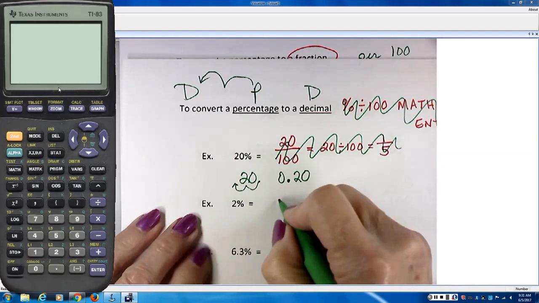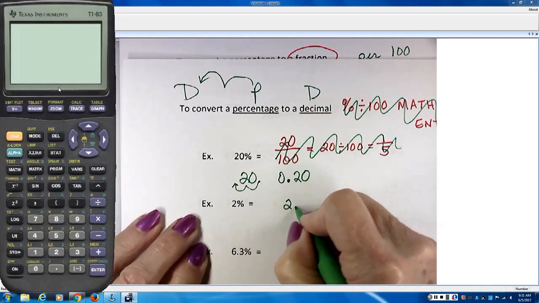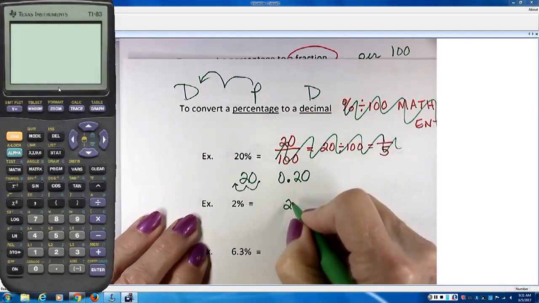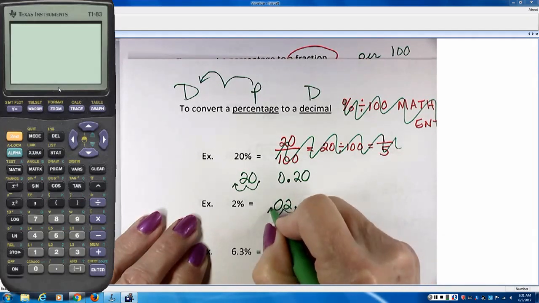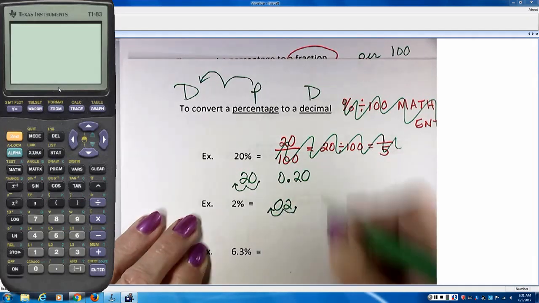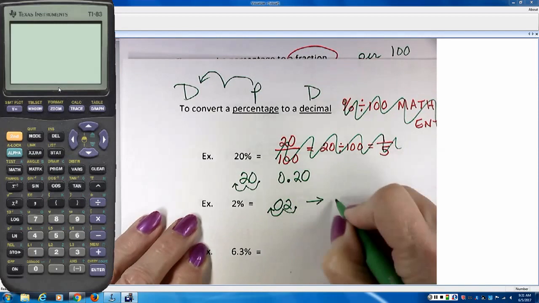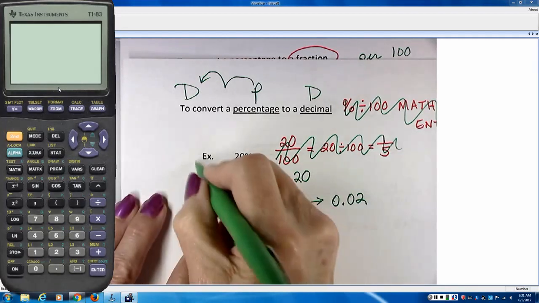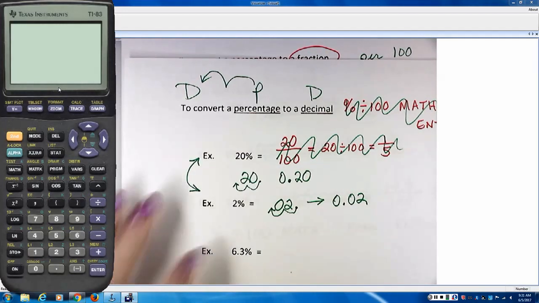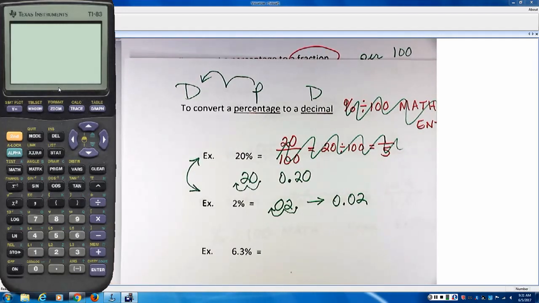2% is 2, and there's the decimal. But since I have to move it 2 places, 1, 2, I have to put that 0 in there. So that's 0.02. Don't get these two mixed up. 2% is just a little bit. It's 2 out of 100. 20% is much more than that.